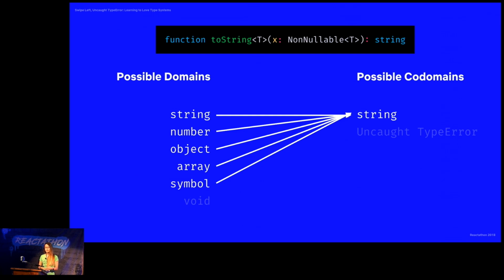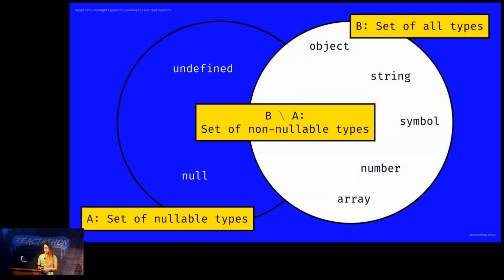So now, assuming that everything else has toString defined on it, we have made this function total, since it will always return for every possible input. If you want to think about this visually, imagine a Venn diagram with two sets. One is a set of nullable types, which are null and undefined. And then one is a set of all types, right? Here, I only have listed the default JavaScript types, but the types that you've created, that you've defined, would be members of this set too.